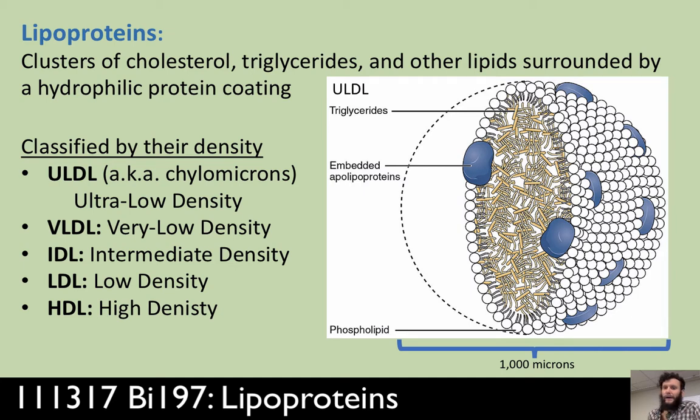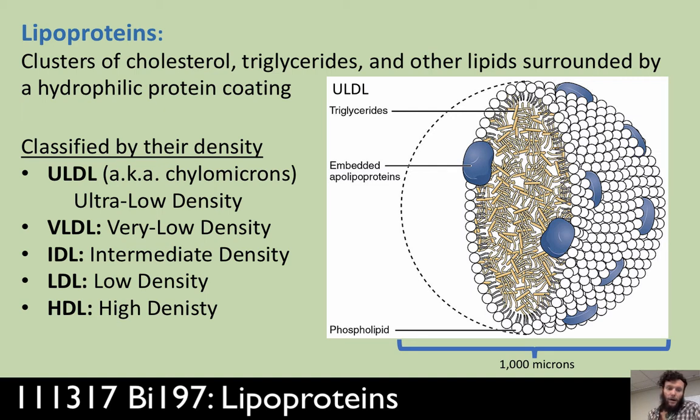Lipoproteins are, as I think I had introduced last time, these large clusters, as it says, of cholesterol, triglycerides, monoglycerides, fatty acids, etc., that have this coating around them of apolipoproteins, hydrophilic proteins that have hydrophobic underbellies, and then other phospholipids, glycerophospholipids, that help them stay in solution in your blood.